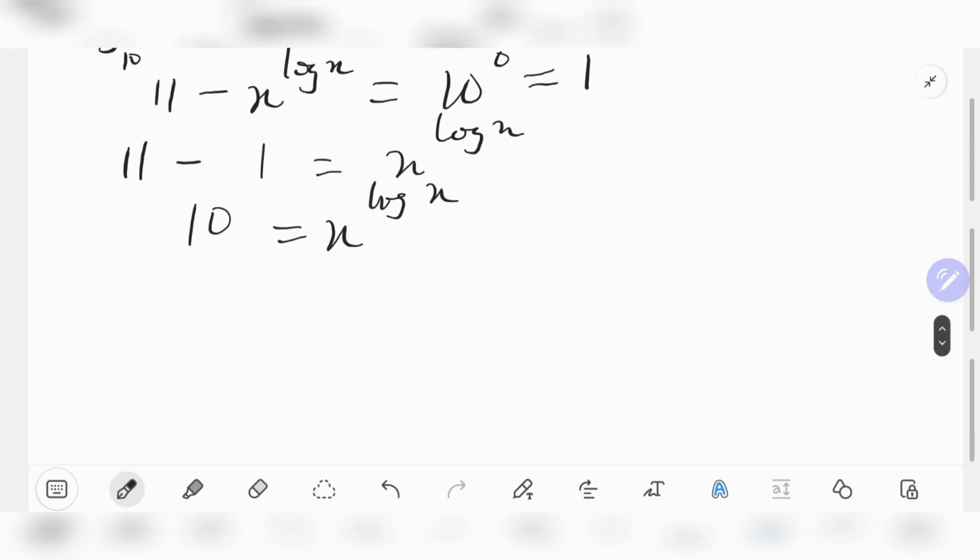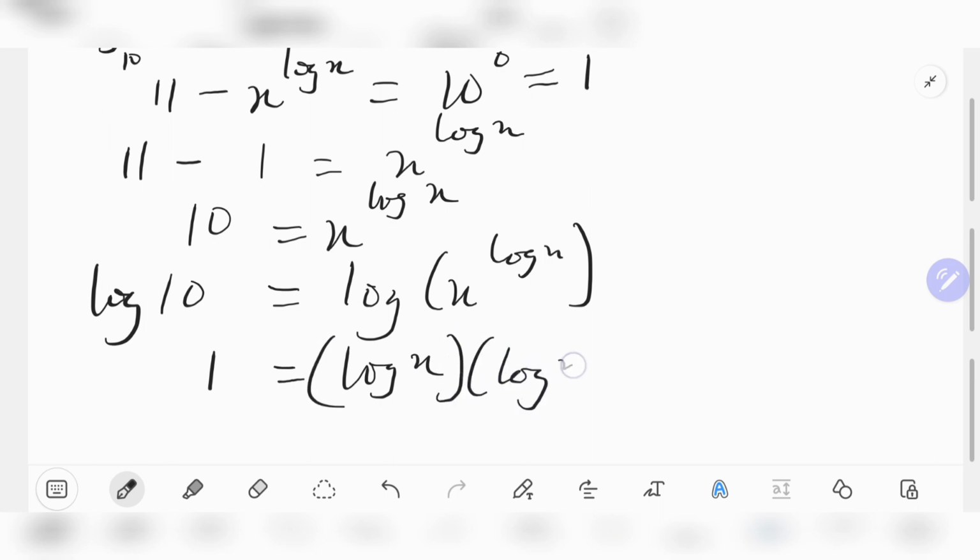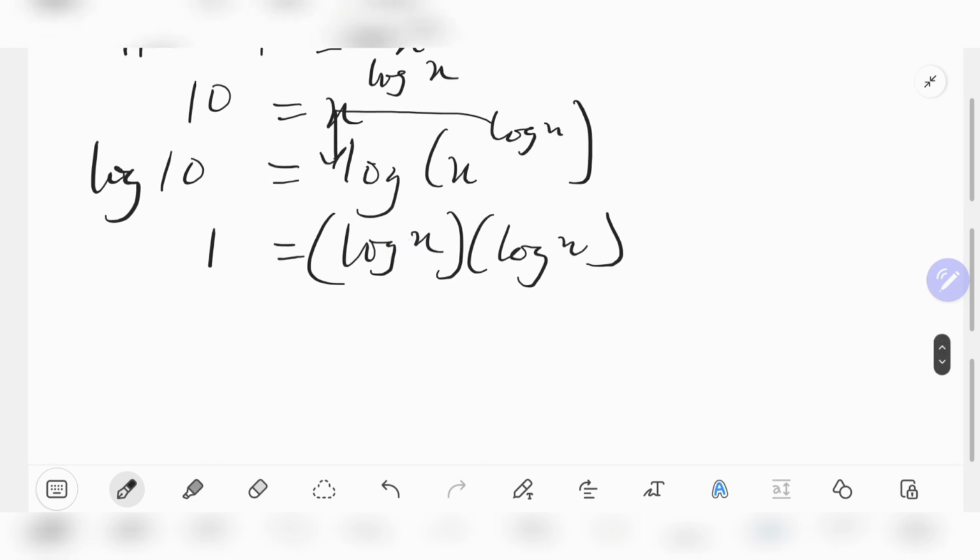All right, now from here we can take log on both sides to the base 10. So log to the base 10 on both sides. Log 10 base 10 is 1. So we are going to have this multiplying another log x, right? Because this travels to this side. So log x gives us log x all squared equals 1.